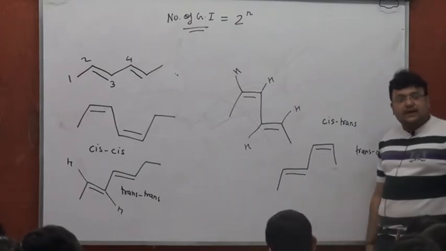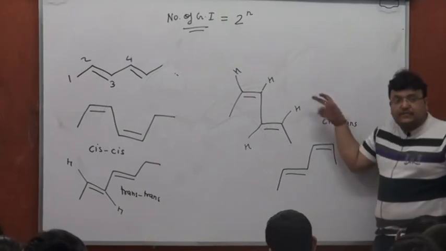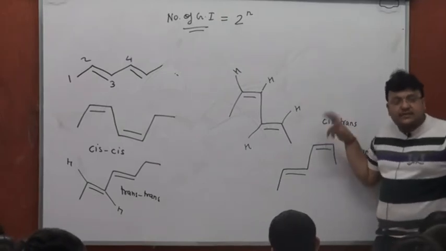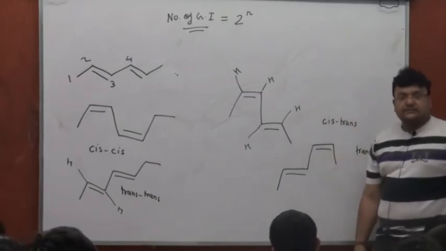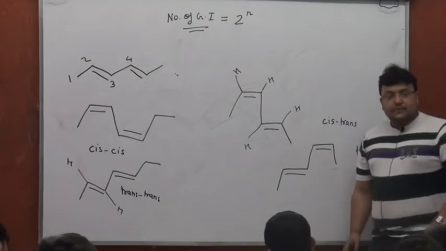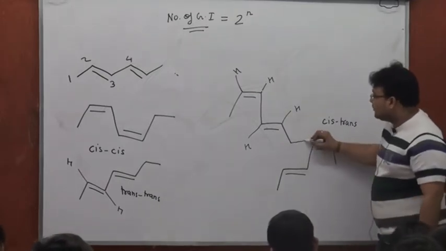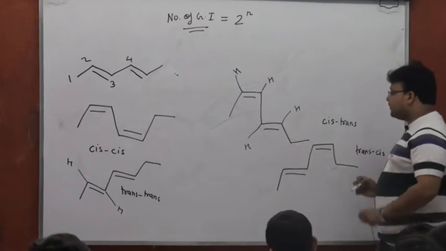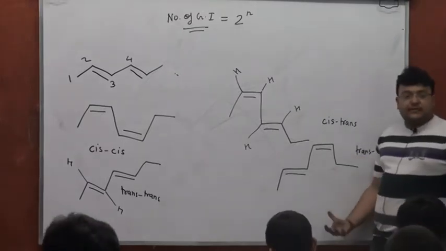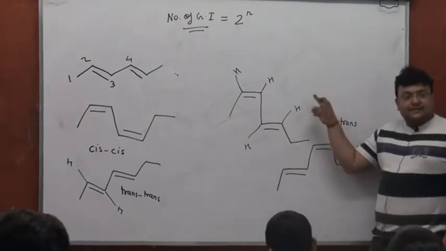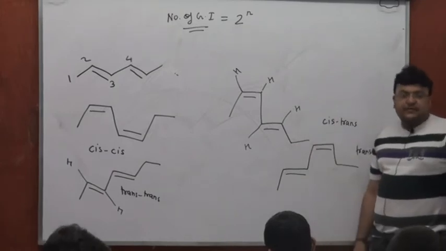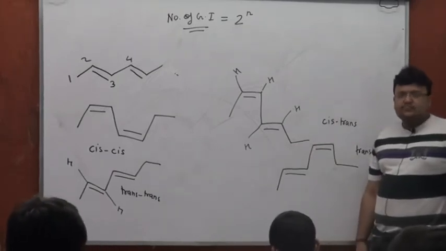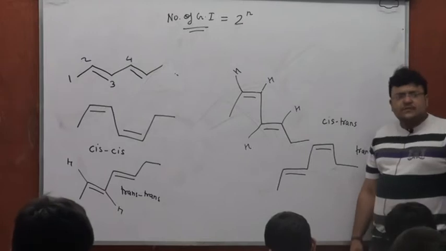So now the number of geometrical isomers is not 4, it's 3 only, because these two are the same structures. But if again I go back to the initial state, where the two ends are dissimilar, then cis-trans and trans-cis are different structures. Fair enough? Is that understood by all?